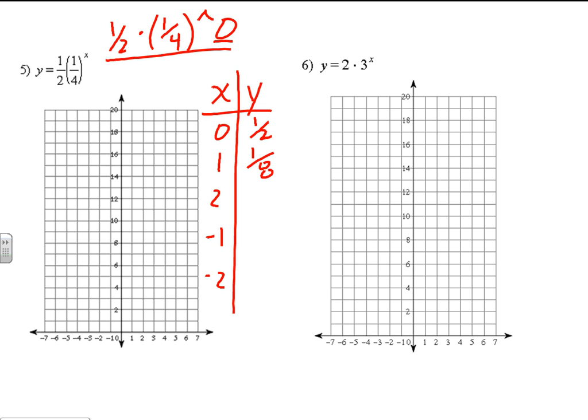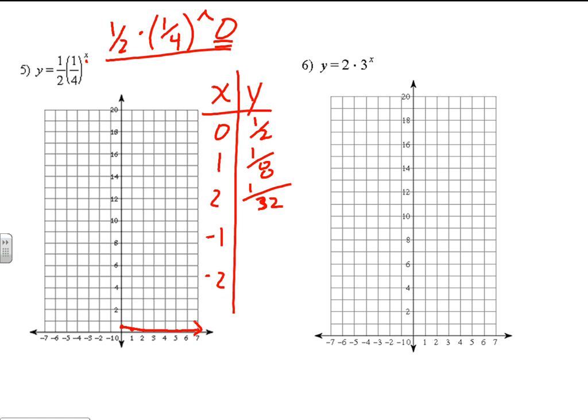When x is 2, I just replace this with a 2. 1/4 to the second is 1/16 times 1/2, 1/32. Again, you can get that from your calculator, but we are at 0 virtually. So 0, 1/2. At 1, I'm at 1/8. At 2, 1/32. I'm getting pulled into 0. And we look like that.